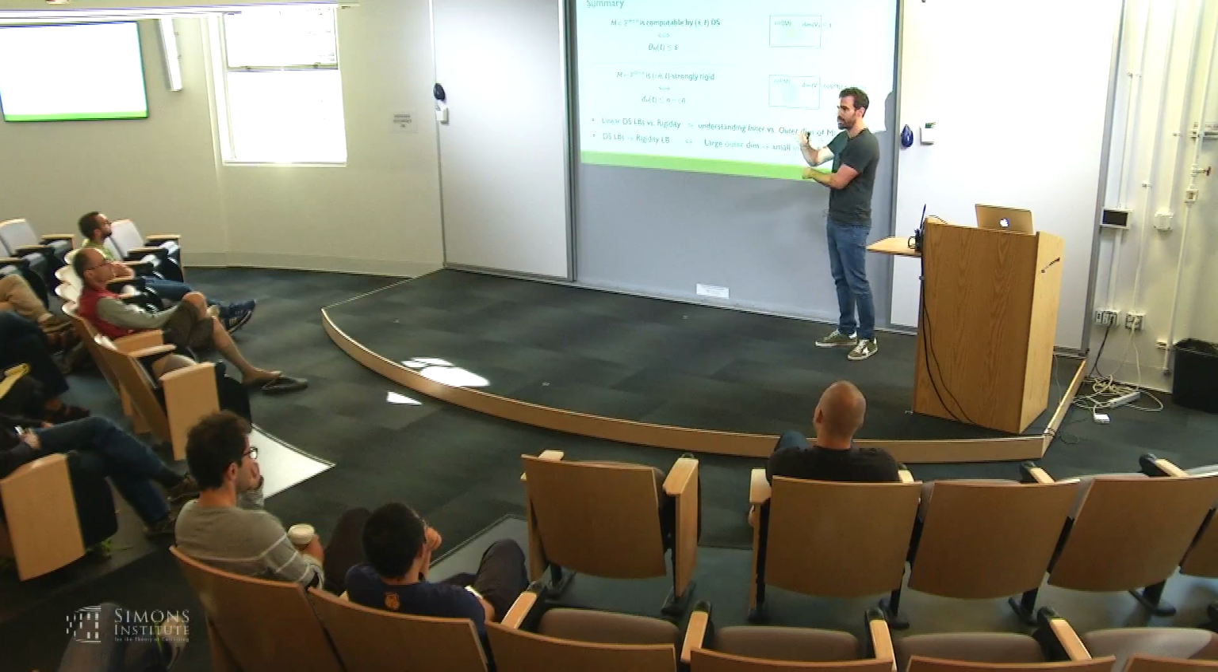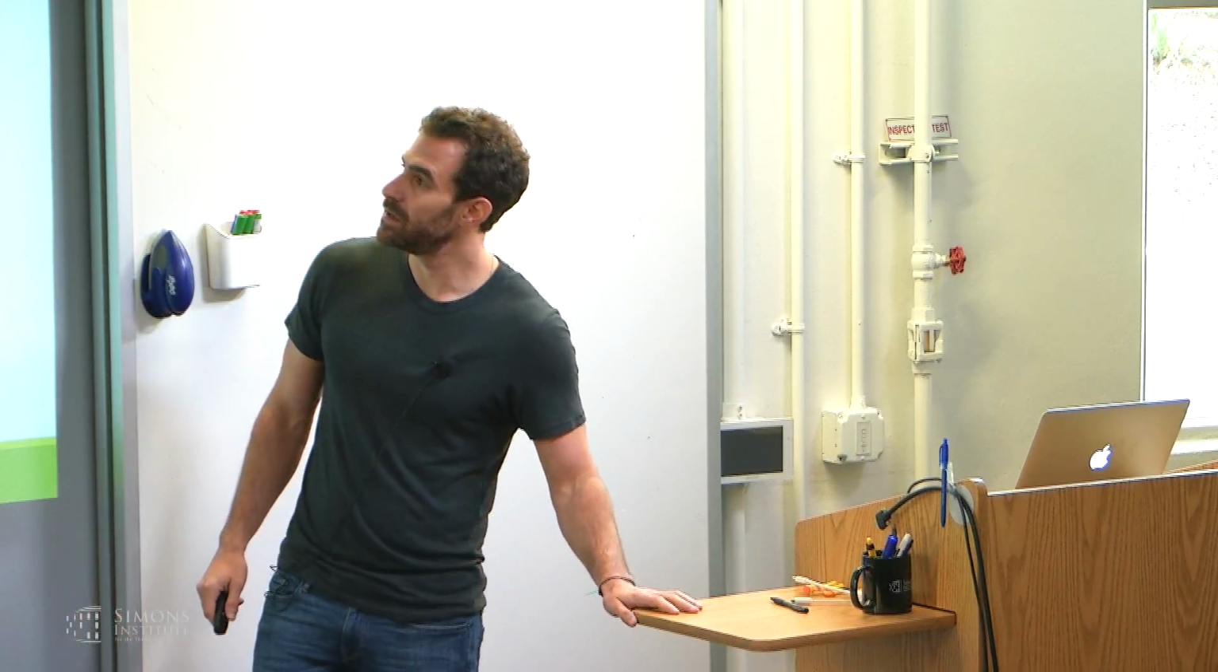So the other way around is also true, but only for weak data structure lower bounds. If you can prove rigidity, any type of rigidity, you only get a data structure lower bound against 1.01 in space. But we'll discuss this later.